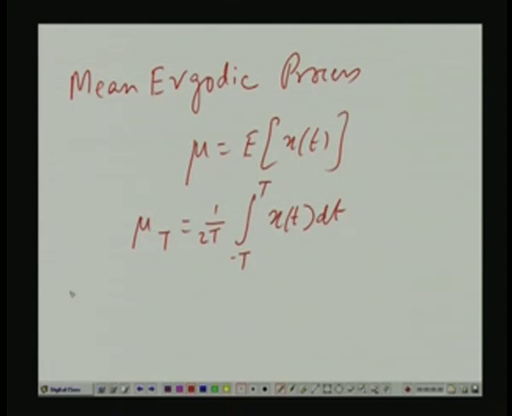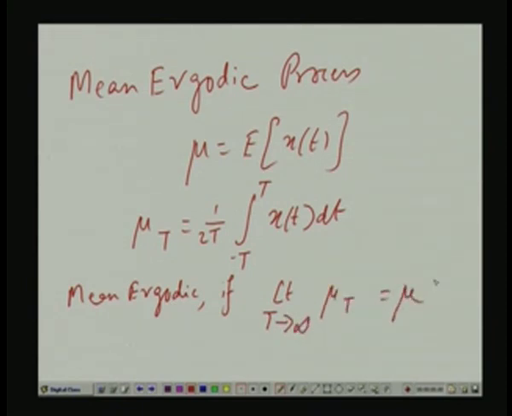then it is mean ergodic if it is equal to mu. Okay. Now, what should be the condition on the process? What kind of process should it be? What should be its characteristics so that this is satisfied? We now investigate that.